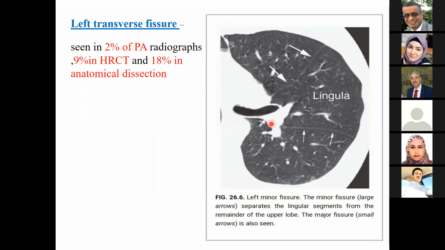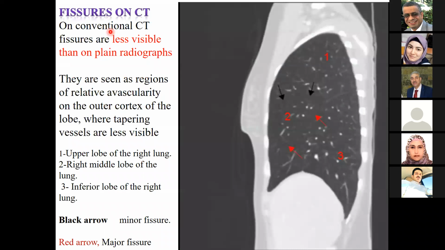Fissures on the CT scan. On conventional CT scan, fissures are less visible than on PA radiograph. They are seen as regions of relative avascularity on the outer cortex of the lobe, where tapered vessels are less visible. This is the transverse and oblique fissures, separating the upper, middle, and lower lobes.